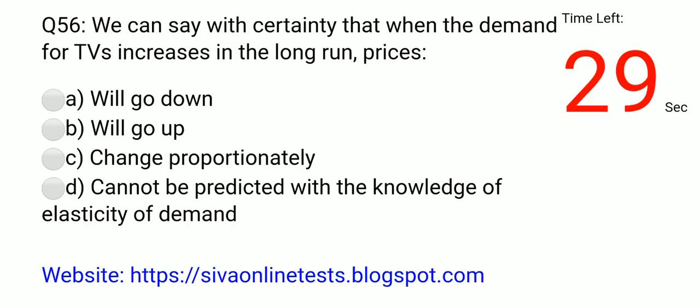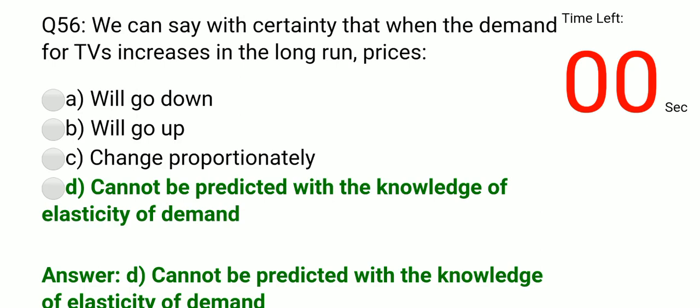Question 56. We can say with certainty that when the demand for TVs increases in the long run, prices. Options. A. Will go down. B. Will go up. C. Change proportionately. D. Cannot be predicted with the knowledge of elasticity of demand. Answer. D. Cannot be predicted with the knowledge of elasticity of demand.